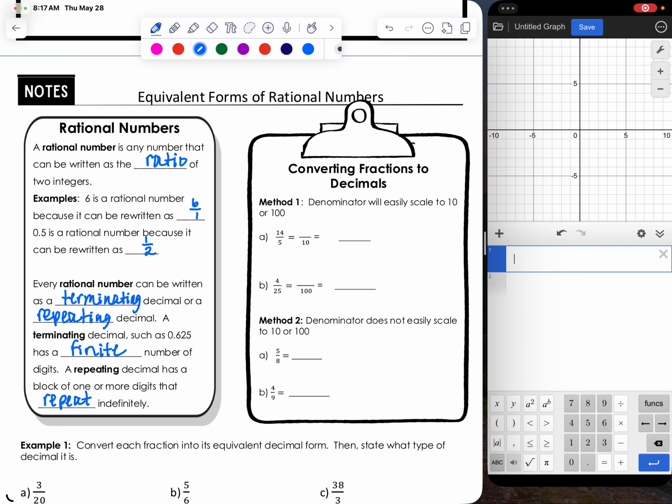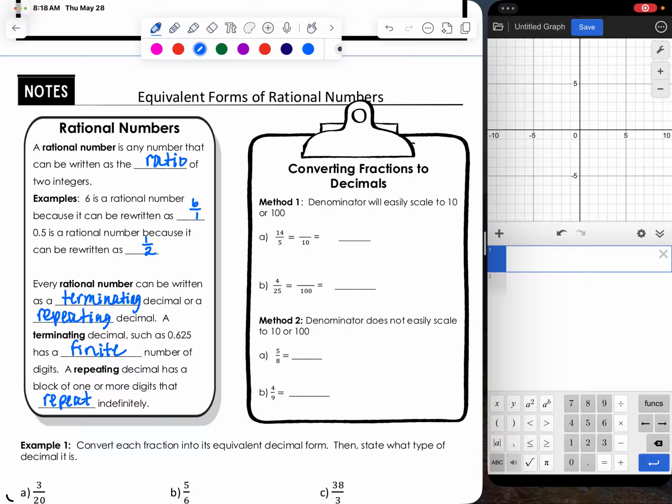Now, let's start by talking about how to convert fractions to decimals. There are two methods you can use. The first method is when you have a denominator that will easily scale to 10 or 100. For example, if I wanted to take the fraction 14/5 and convert it to a decimal, the first thing I would do is notice that 14/5 is an improper fraction. So I know my decimal is going to be bigger than 1.